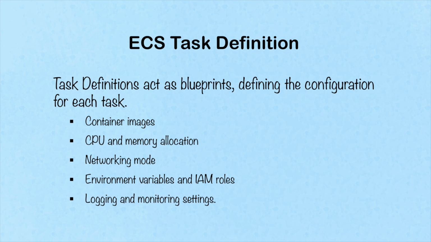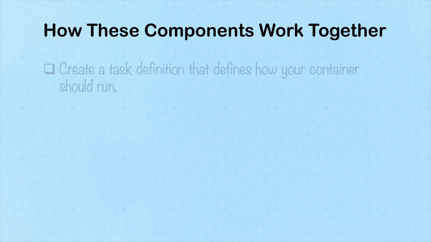A task definition is like a recipe that tells ECS how to run a task. It includes configurations like container images, CPU and memory allocation, networking mode, environment variables, IAM roles, and logging and monitoring settings. So, how do these AWS ECS components work under the hood? Let's break it down step by step.